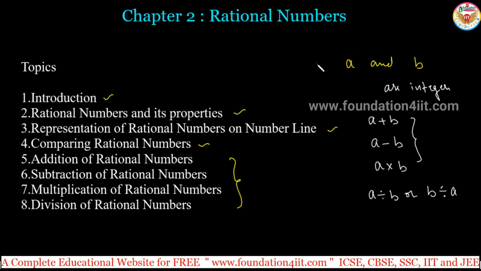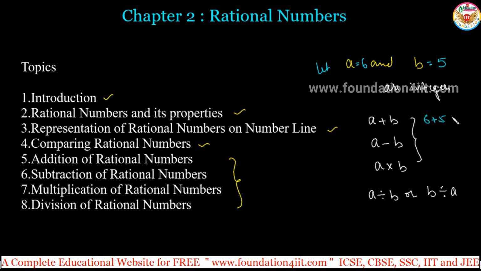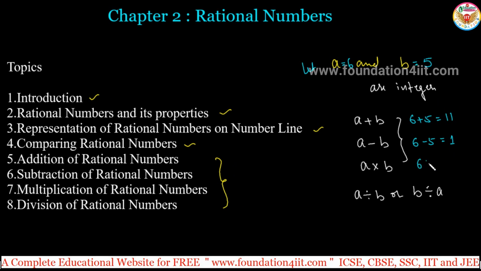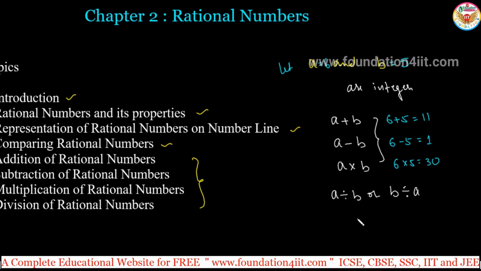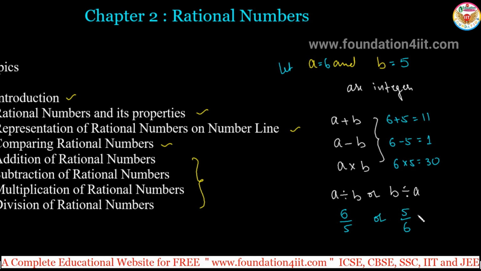Let a equal 6 and b equal 5. So 6 plus 5 is 11. 11 is an integer, right? And a minus b, 6 minus 5, is 1. 1 is an integer. And 6 into 5, 30, is also an integer. But when you come to a divided by b or b divided by a, 6 divided by 5 or 5 divided by 6, we can no longer cancel. So these are not integers.